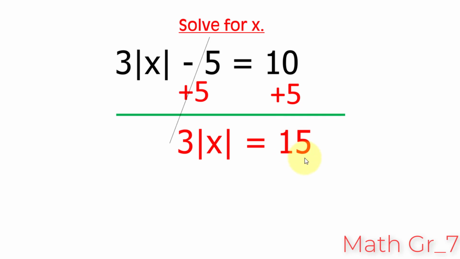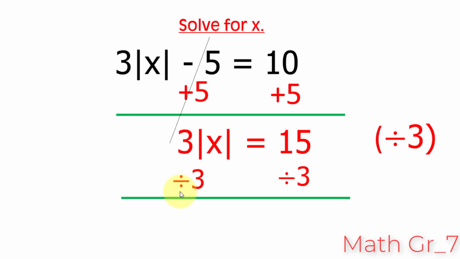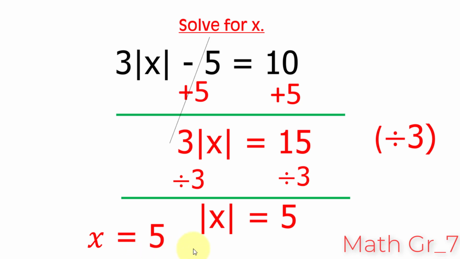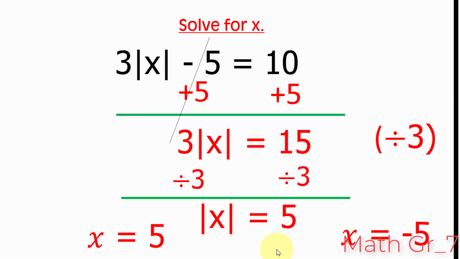Now ask yourself, what's the relation between 3 and absolute value of x? It's multiplication. So how can you cancel 3? Yes, we will divide both sides by 3. Now we cancel 3, and we get absolute value of x equals 15 divided by 3 equals 5. Now guys, don't forget x is between the two vertical lines, so we have two values of x. Now x equals 5 and x equals negative 5.